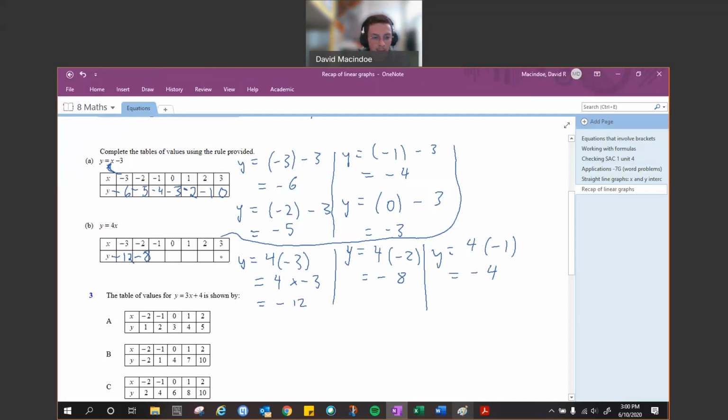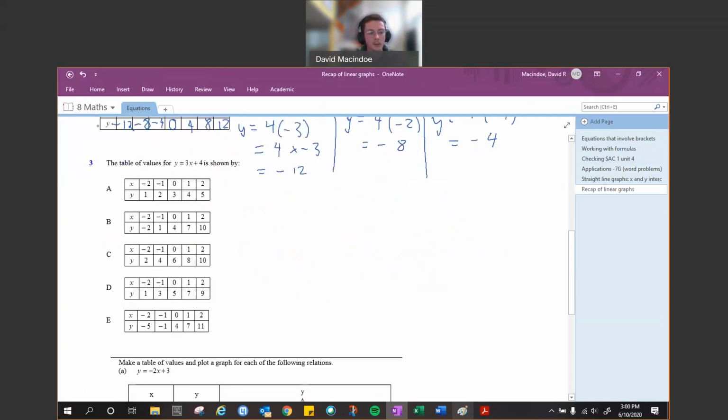Now you might realize, okay, well, if we look at this pattern, it's just going up by 4 each time. So this one is going to be 0. This one is going to be 4. This will be 8. This will be 12. Cool. Done deal.